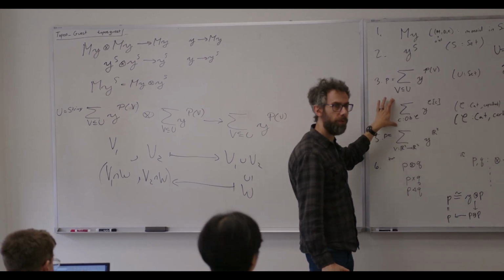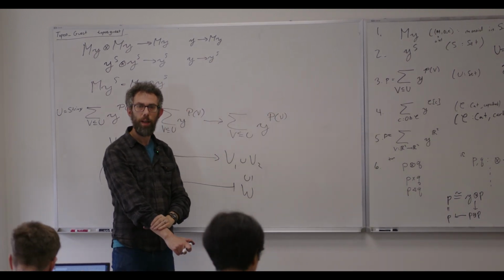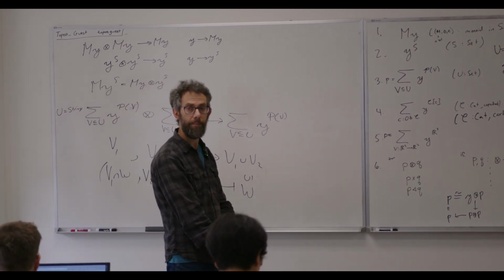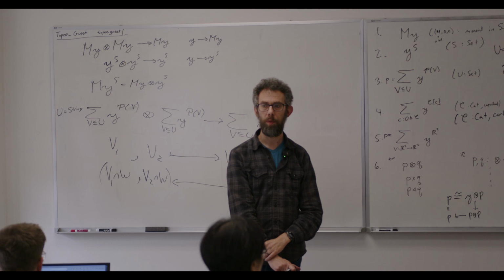So did anyone get number 4? Before we get to that, yeah, just a question: is a monoid in a category of functors always a monoidal functor?